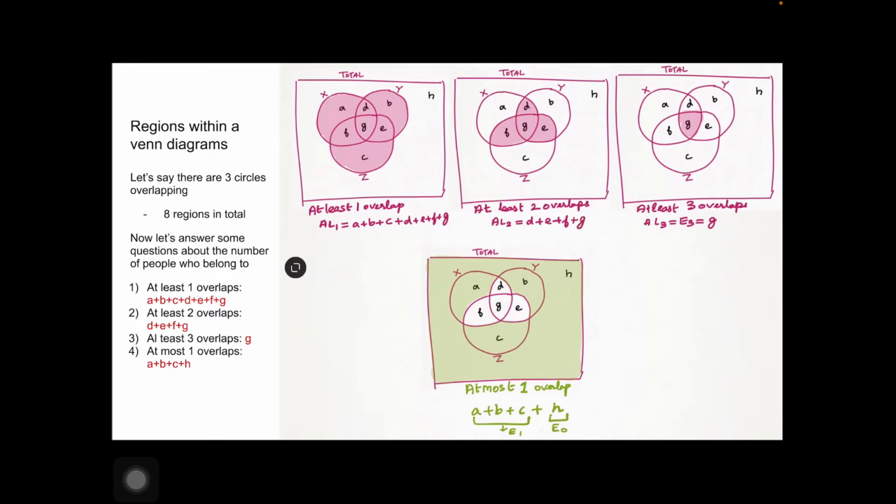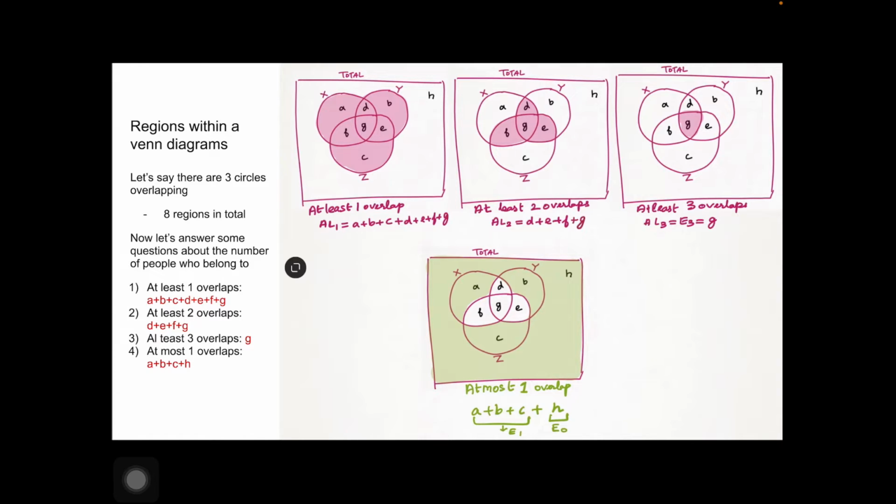At most 1 means maximum 1 circle region. This will constitute of exactly 0 circle region and exactly 1 circle region. People who speak exactly 0 language plus people who speak exactly 1 language. This is people speaking at most 1 language or maximum 1 language. So this is nothing but H region, which is exactly 0 language speaking people, and A plus B plus C, which is people speaking exactly 1 language.